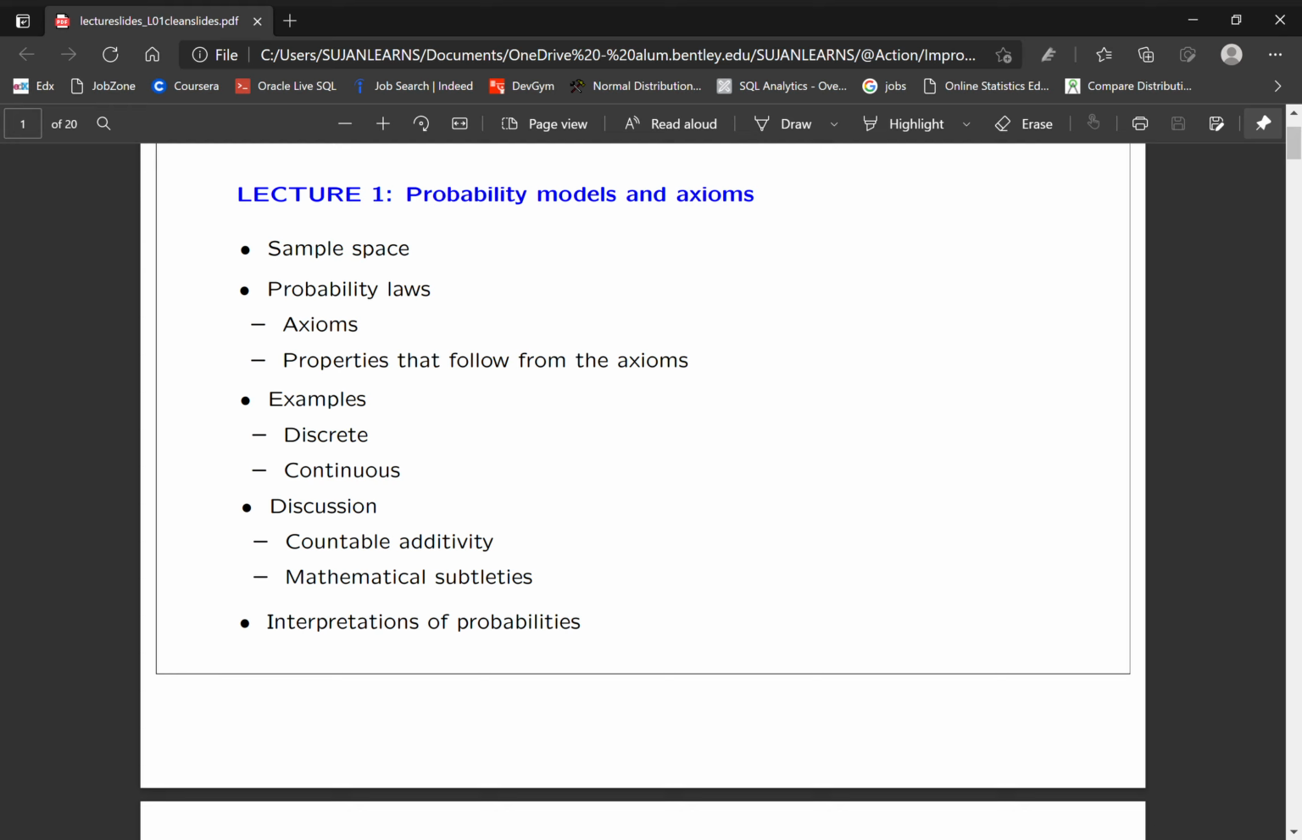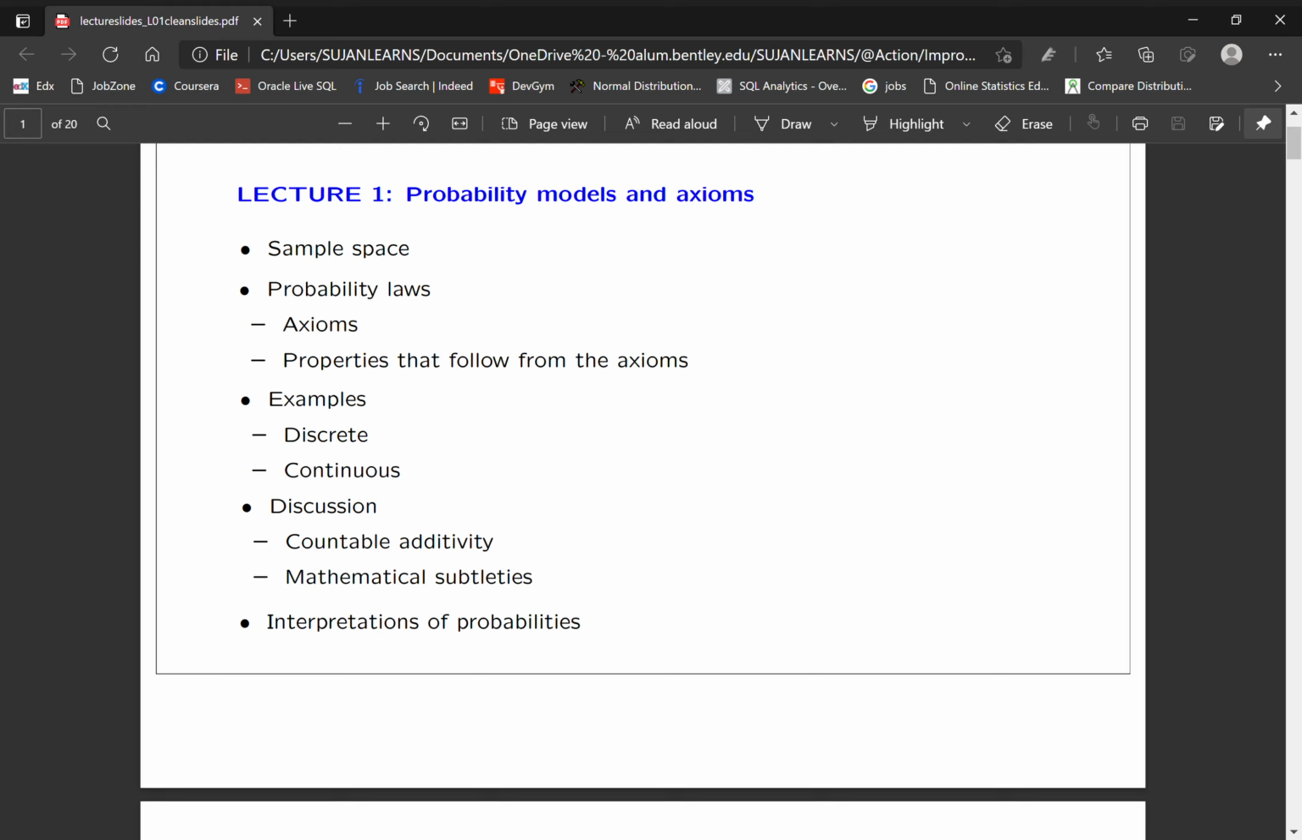So let me just run through the table of contents for today's presentation, and we'll go through one by one. Let me just briefly give you an overview.